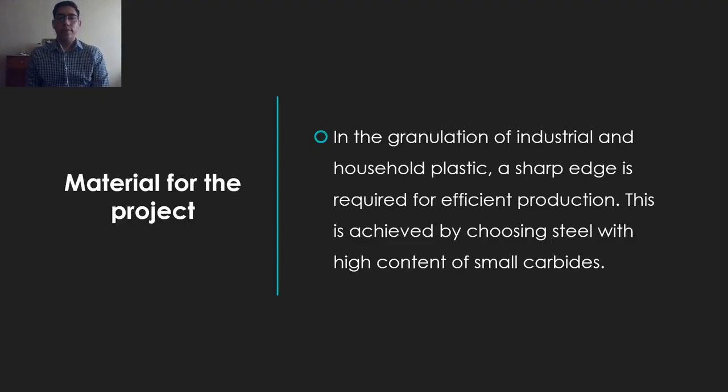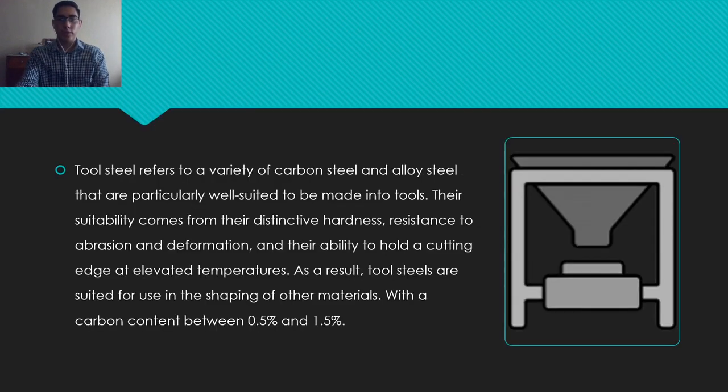Greetings everyone! I'm going to be talking about the materials used for the project as well as the design and calculus for the blades. In the granulation of industrial and household plastic, a good quality sharp edge is required for efficient production. This is only achieved by choosing steel with a high content of small carbides.